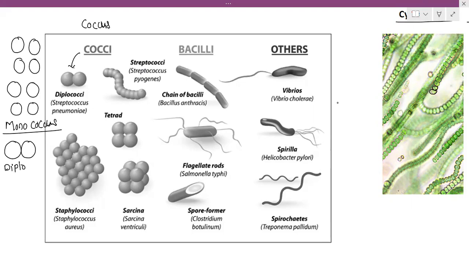Sometimes many circular, ball-like bacteria attach to each other like this and form a long chain. Here you can see. When bacteria form a long chain, it is called strepto. Strepto means one long chain. And coccus bacteria forming this chain are called streptococci. Understanding?